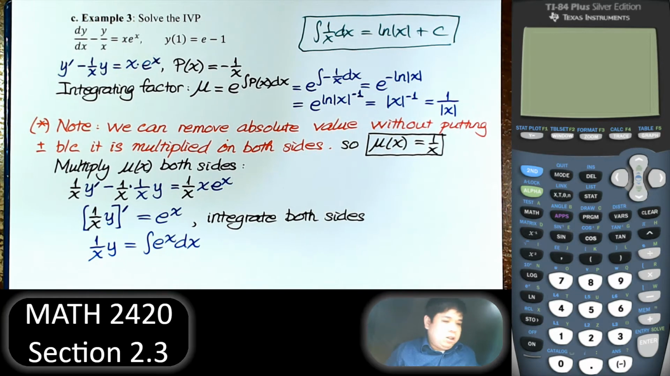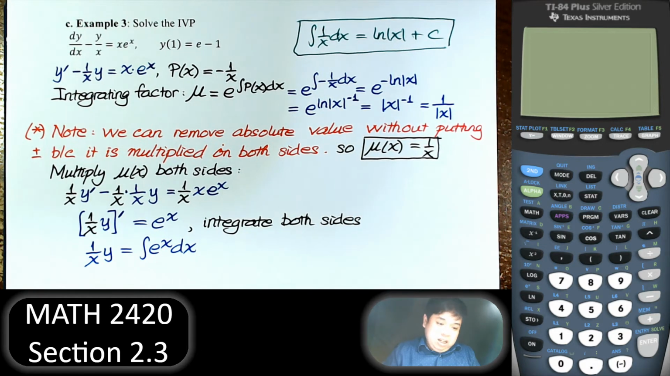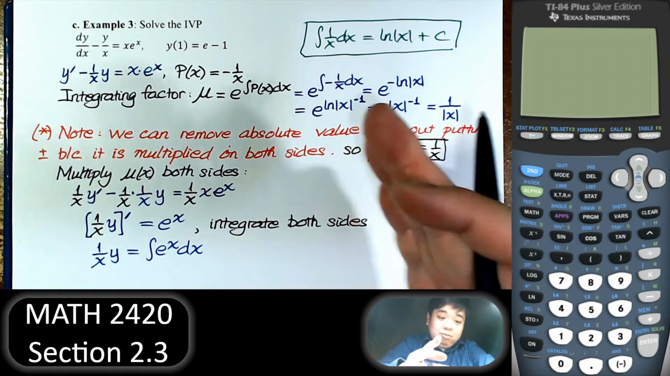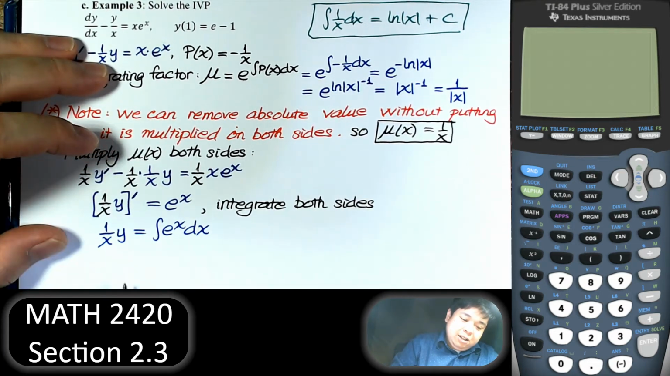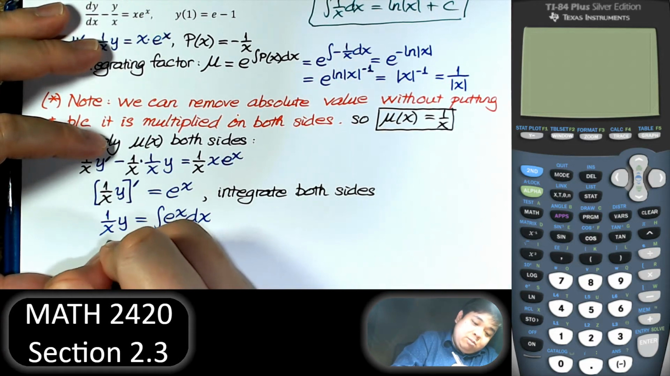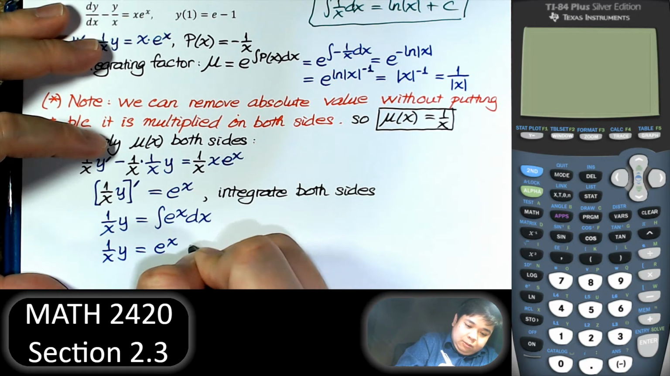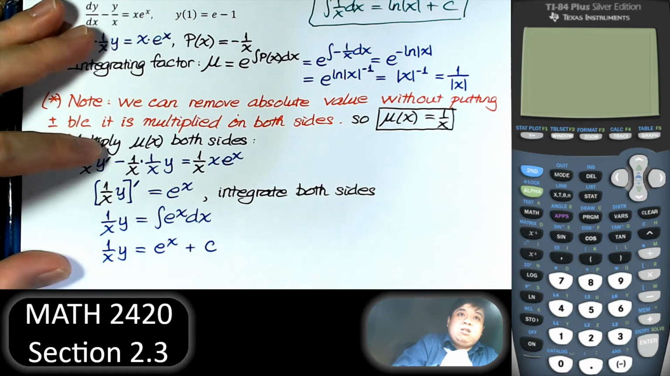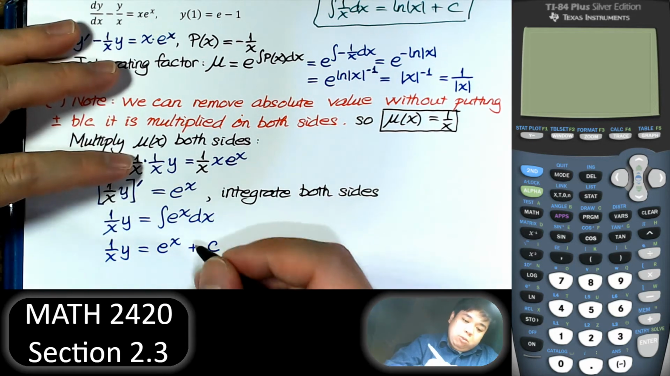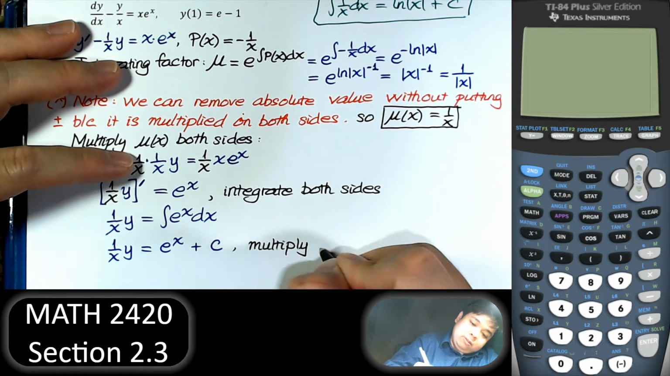By the way, in the next examples, in the next few chapters for the remainder of the class, you will see the problems will be a lot more complicated than this. Right, so integrate e to the x, it's just e to the x plus c. Yeah, this step we need the constant c. And finally, to solve for y by itself, multiply both sides by x to get y by itself.